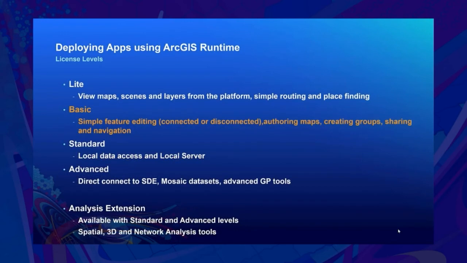Okay, we've taken a quick look today at some of the different scenarios we could use for working with maps online and offline. In terms of licensing, the light license level covers most of the workflows that we've looked at today. Viewing maps, scenes, and layers from across the platform. They could be created from ArcGIS Pro. They could be authored in Runtime or in Online. We can also carry out simple routing and place finding with mobile map packages created from Pro.